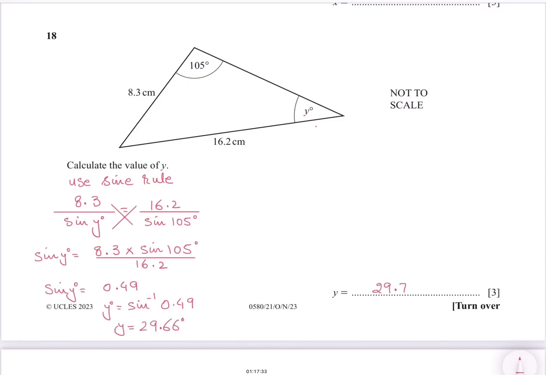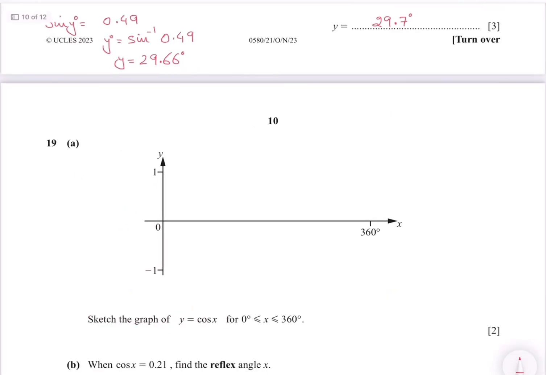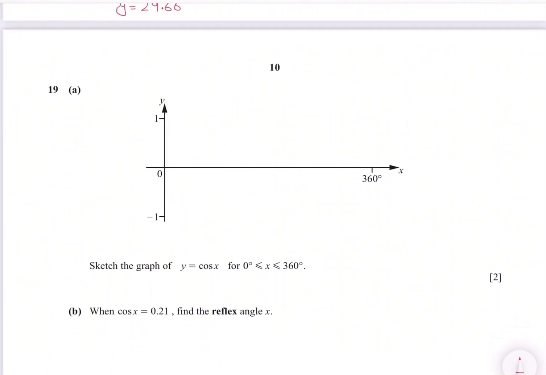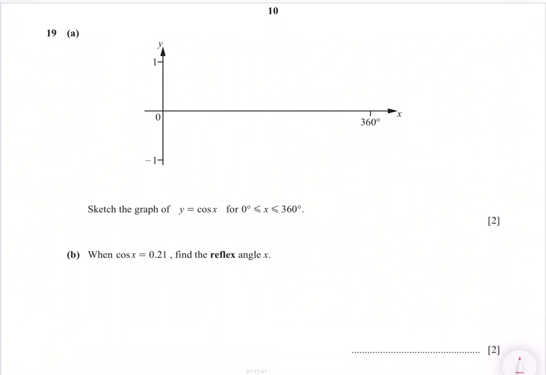So your answer is 29.7. Question number 19. Sketch the graph of y equals cos of x for x less than or equal to 360, greater than or equal to 0. So for y equals cos of x, if we put x equal to 0, we get 1. So mark it.